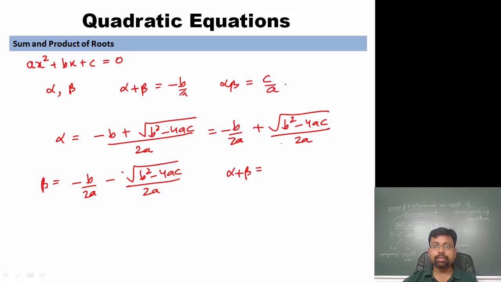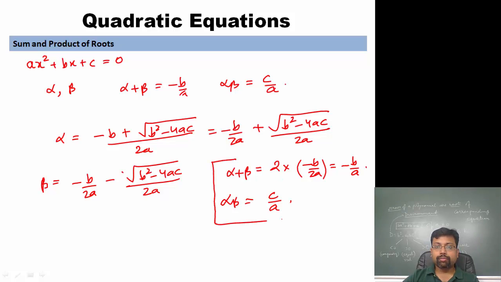So alpha plus beta, you'll get this term gets cancelled out, and what you get is 2 times minus b by 2a, which is minus b by a. And similarly, if you find out what alpha into beta is, you take the product of these two and you will end up getting c by a. You need to simplify and check it out. So we need to know the final result, and it is alpha plus beta is equal to minus b by a, and alpha into beta is equal to c by a, given the standard form of the quadratic equation ax square plus bx plus c equal to 0. Now we'll be using these results to solve a few questions.